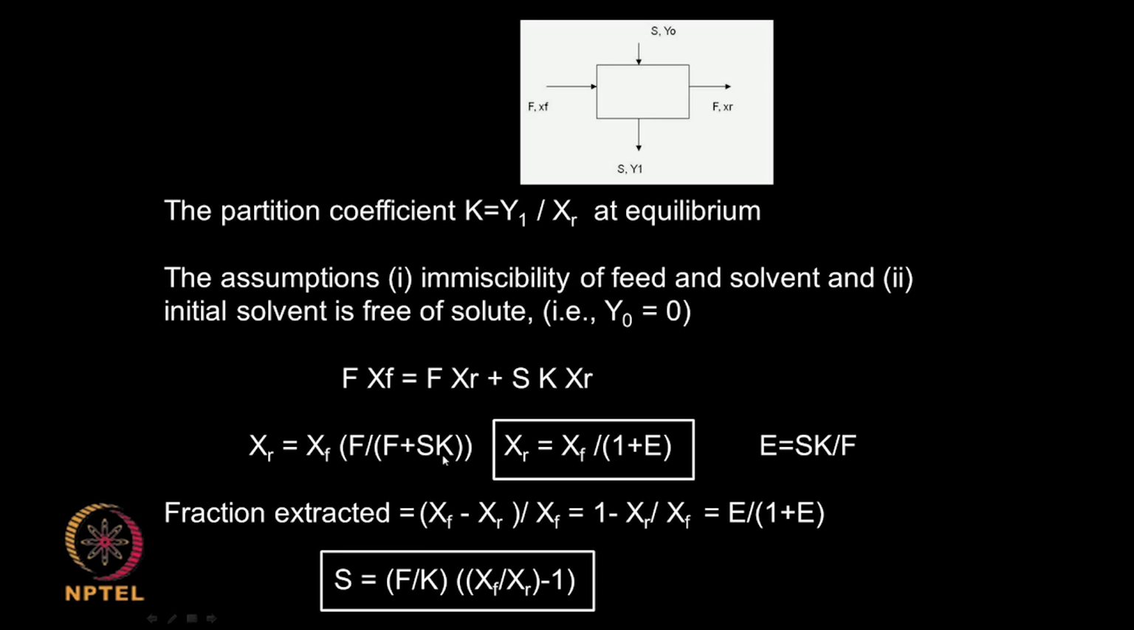So, if I divide throughout by F, we will have XR is equal to XF divided by 1 plus E. E is something like an efficiency factor where E is equal to S into K by F. S is the constant, the flow rate of the solvent, F is the flow rate of your feed or the broth, K is your partition coefficient. So, E has to be greater than 1. So, XR is equal to XF by 1 plus E. So, obviously XR will be less than XF, that is what you expect. XR has to be less than XF because the solvent has picked up some of your solute.